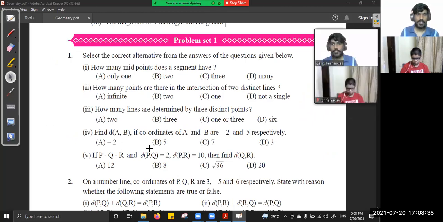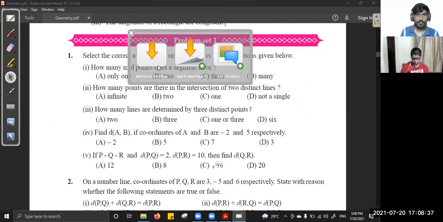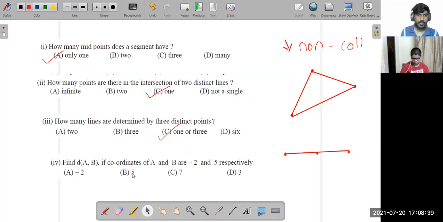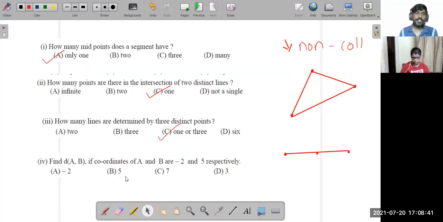Fifth one, let's see. Find distance AB if the coordinates of A and B are -2 and 5 respectively. So this you can do. Can you tell me what will be distance AB? 7.